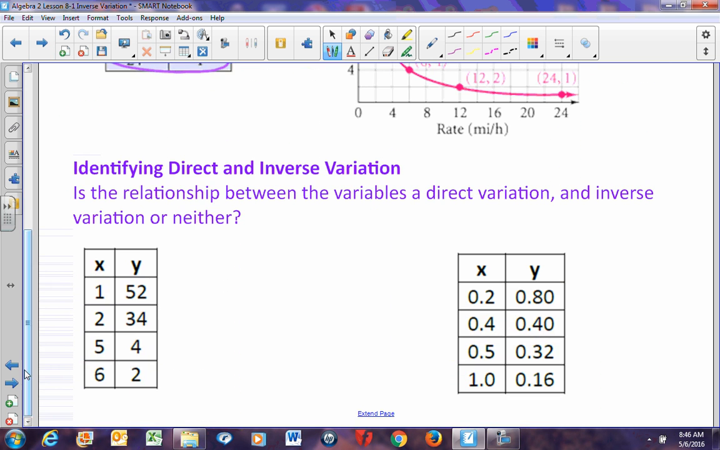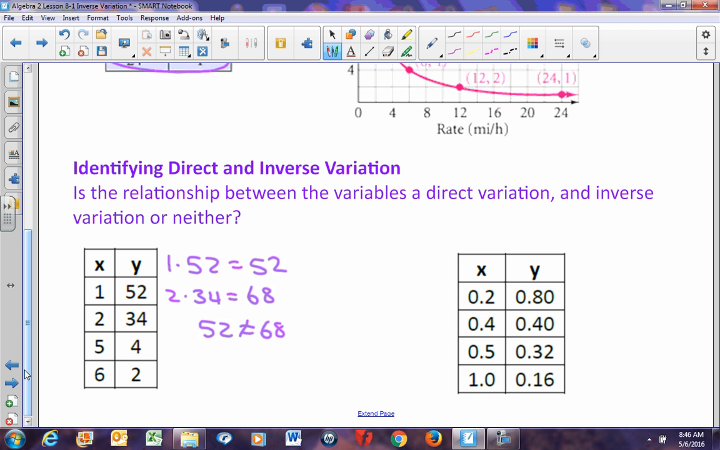So if we wanted to identify direct and inverse variation, and see if the relationship is one of them, let's look at this very first one here. If I took 1 times 52, that is obviously 52. If I do 2 times 34, that is 68, and 52 does not equal 68. Therefore, this is not inverse variation.